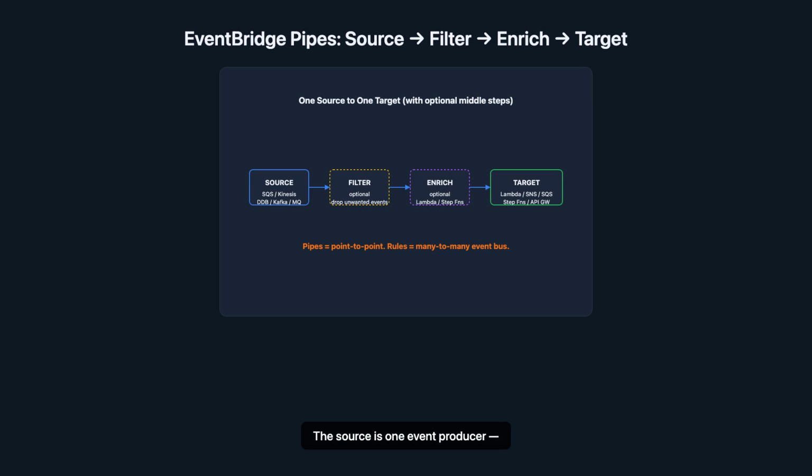The source is one event producer: SQS, Kinesis, DynamoDB Streams, Kafka, or MQ. The optional filter stage drops events you don't care about before they cost you any compute. The optional enrich stage runs a Lambda or Step Functions call to add context. And the target is one destination: Lambda, SNS, SQS, Step Functions, or an API gateway. The keyword is point-to-point, one source going to one target with 2 optional inspection stations in between.